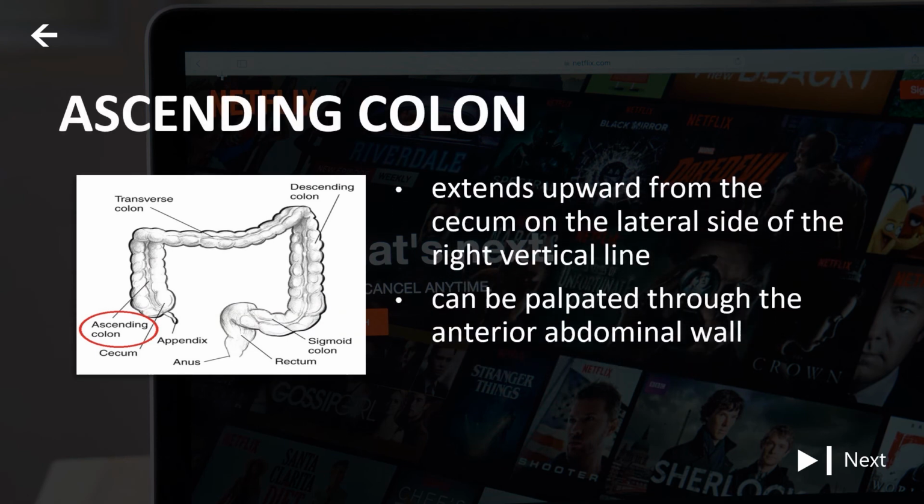Ascending colon. The ascending colon extends upward from the cecum on the lateral side of the right vertical line and disappears under the right costal margin. It can be palpated through the anterior abdominal wall.